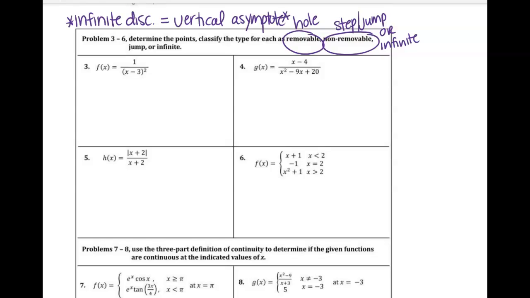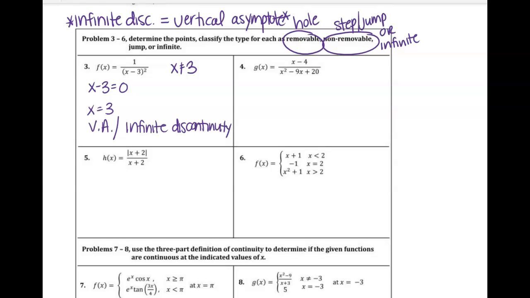So looking at number 3, there's a 1 on top, so there's nothing we can cancel out. There's no holes. But if we're looking for discontinuities, it's essentially, are there any values that don't work in the function? And in this case, x can't be 3, right? So at 3, since we're not canceling anything out, we end up with a vertical asymptote right here when the denominator is 0. So x minus 3 equals 0. So at x equals 3, there's a vertical asymptote, which is the same as an infinite discontinuity.